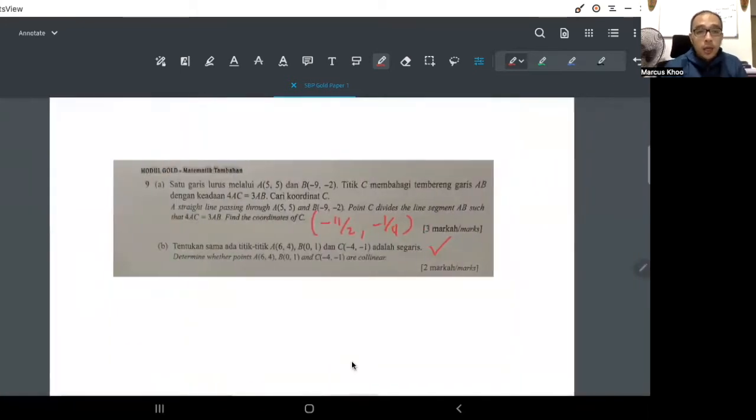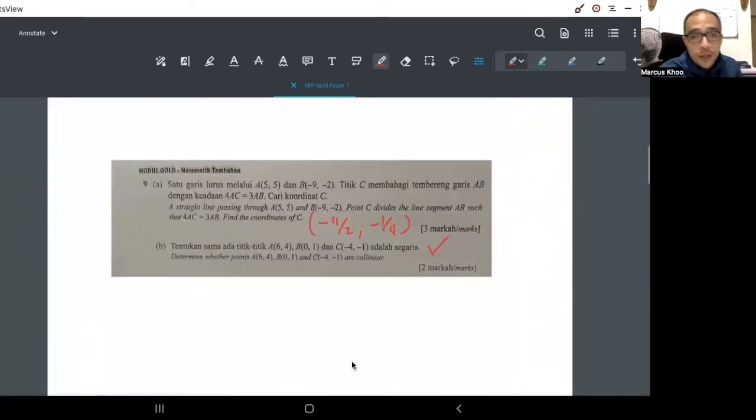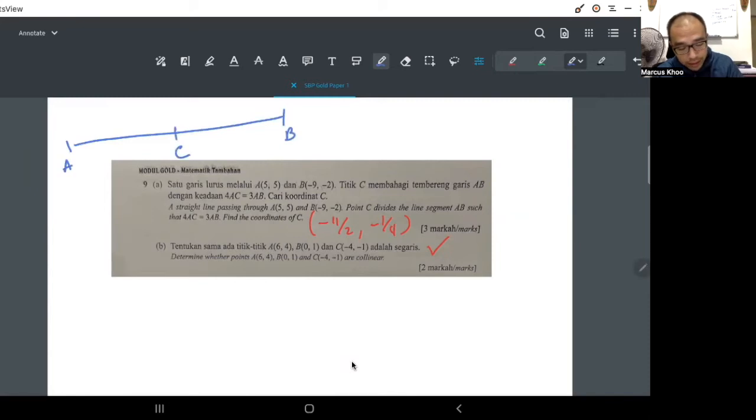All right. Question number 9, a straight line passing through A 5, 5 and B -9, -2. Point C divides the line segment AB. So we draw it out first now. Always when you see this kind of question, this is the jumping formula. A is here, B is here, C is the dividing line. Point C divides, and then they say 4AC equals 3AB.